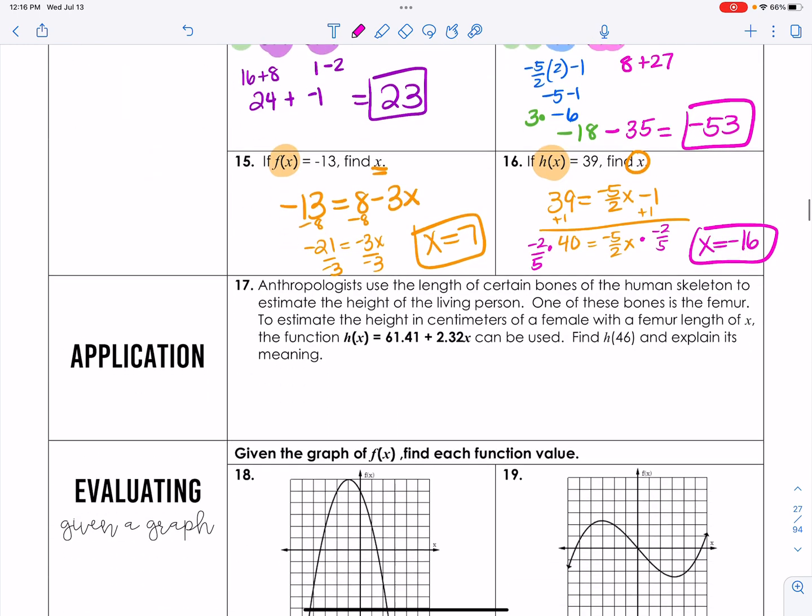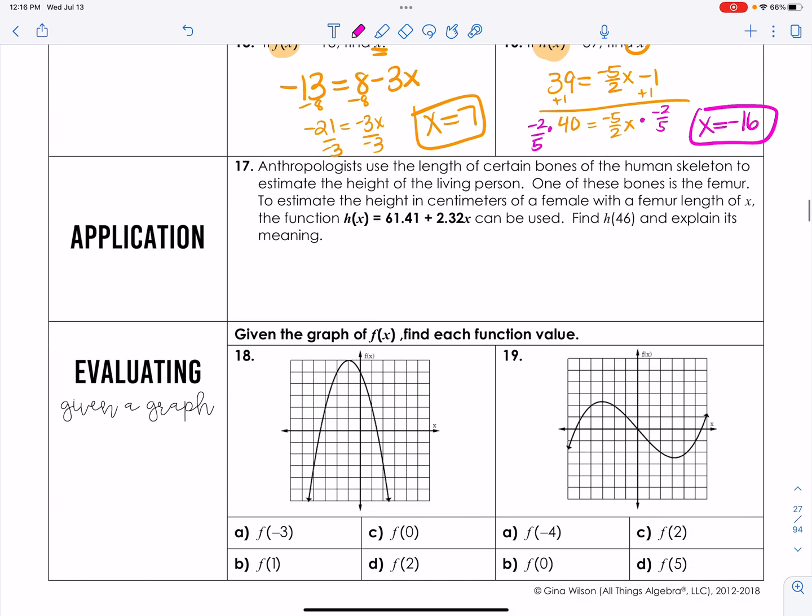All right, so anthropologists use the length of a certain bone on a human skeleton to estimate the height of a living person. One of these bones is the femur. To estimate the height in centimeters of a female with a femur length of x is this equation, okay? Find 46. So they know the femur is 46. So I would do 61.41 plus 2.32 times 46.